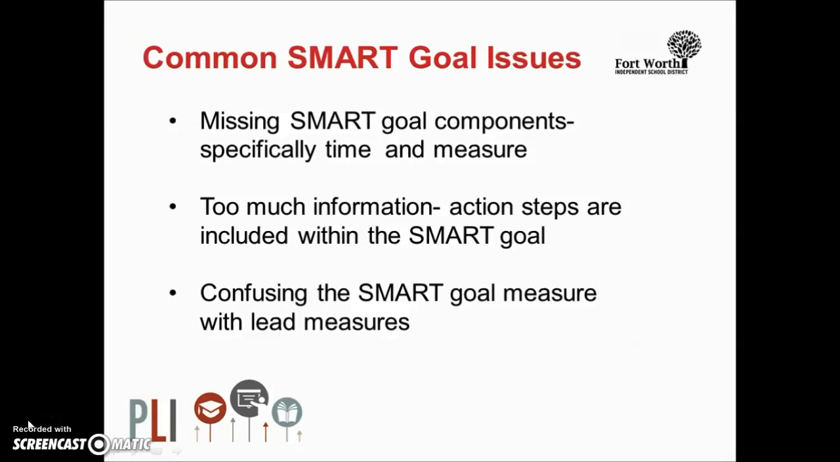Another common issue is having way too much information, oftentimes all of the action steps listed within your goal. The how doesn't need to be included in your goal, just what you are going to accomplish. The last issue commonly seen with goals is the inclusion of lead measures within the goal. A lead measure is the measure you track to see if you are on course for reaching your goal. The SMART goal should only include the lag measure. Let's look at some examples.